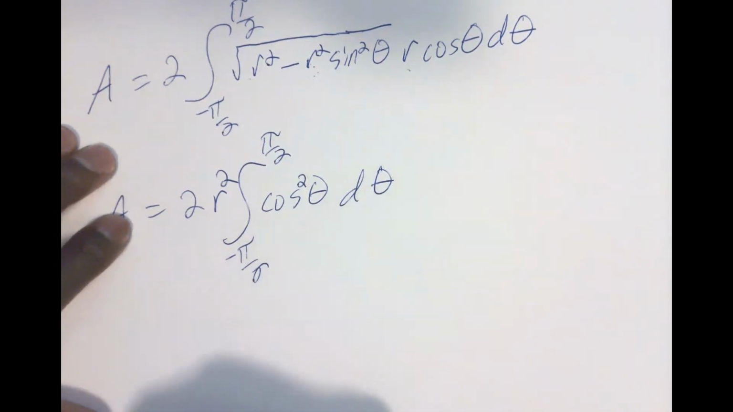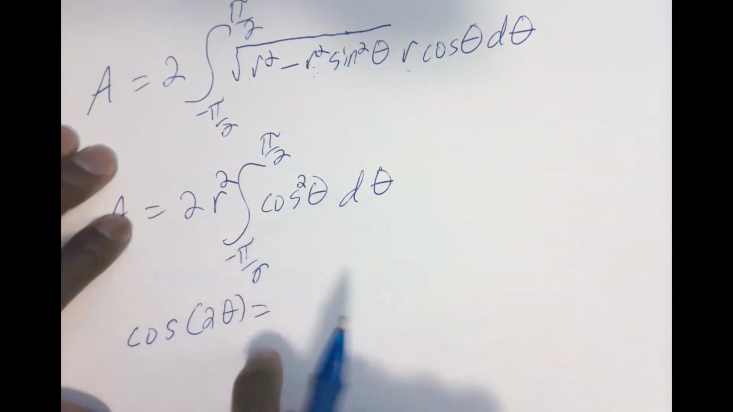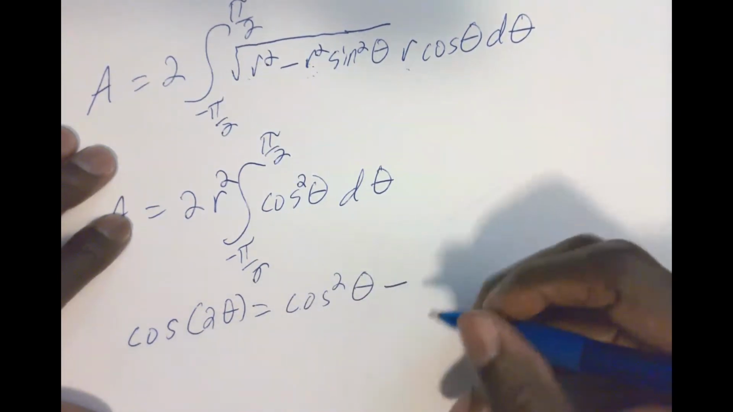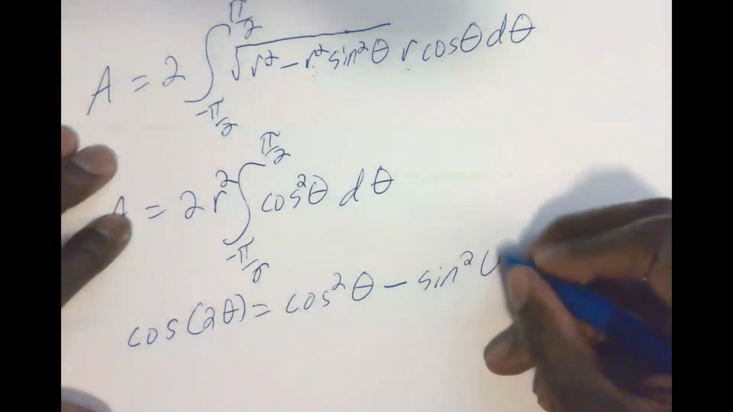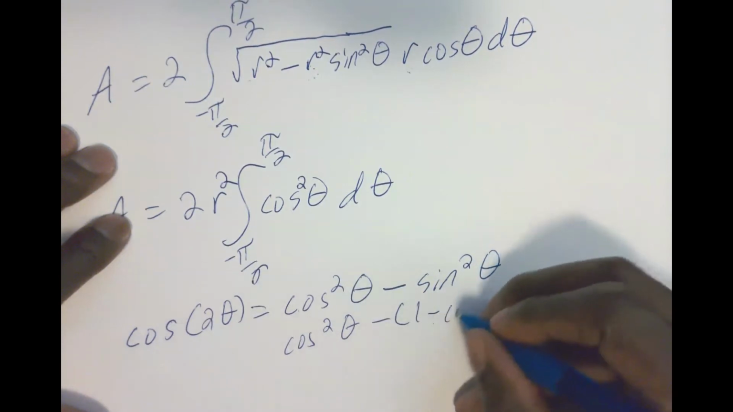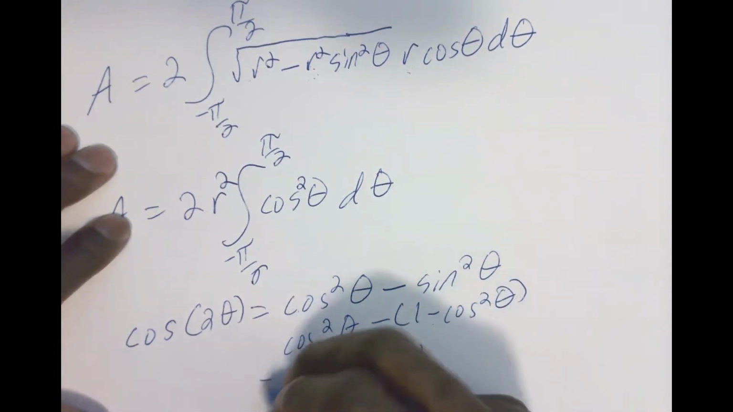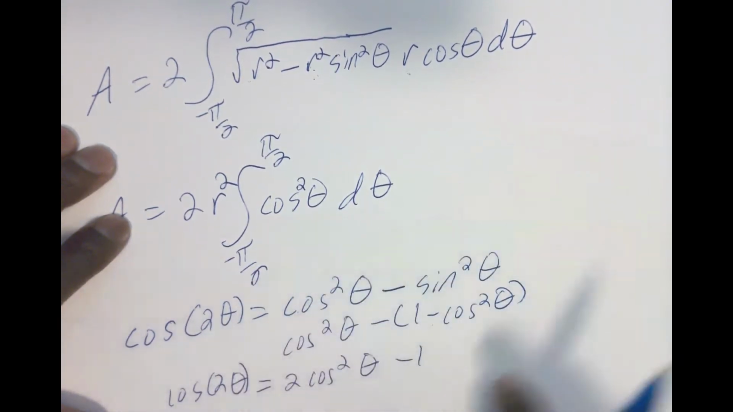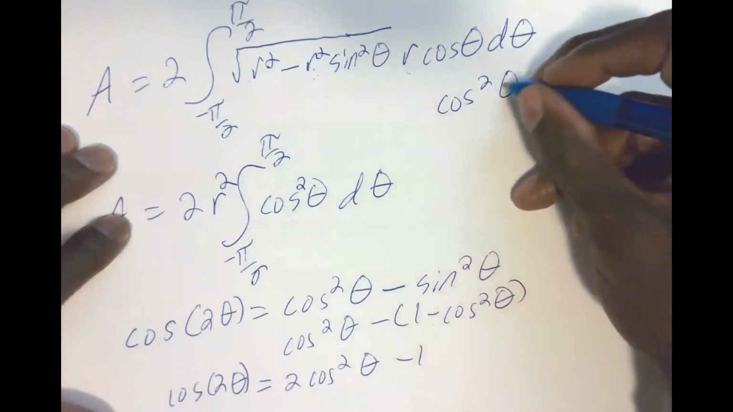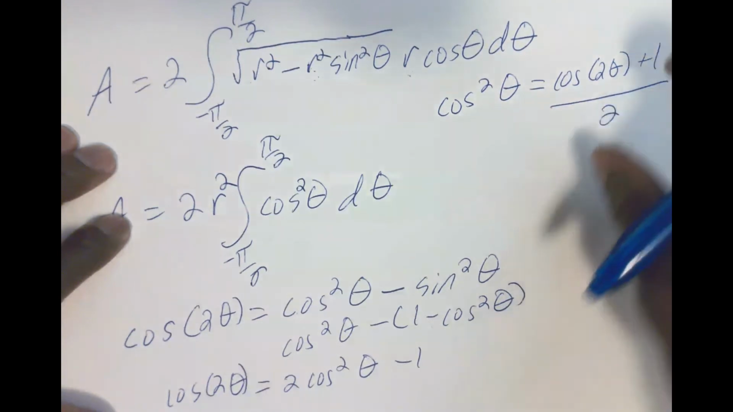So I'm going to use a cosine sum formula, cosine of a plus b. I'm letting a and b be theta, so that's cosine 2 theta, and that's cosine a times cosine b. Since they're both theta, that would be cosine squared theta minus sine a sine b, so that would be sine squared theta. Sine squared theta is 1 minus cosine squared theta, so this is cosine squared theta minus 1 minus cosine squared theta, and this will be 2 cosine squared theta minus 1, and so that is cosine 2 theta there. And so if I solve this for cosine squared theta, I would add 1 and divide by 2. And so that means that cosine squared theta is cosine 2 theta plus 1 divided by 2. So that's the power reducing identity there.